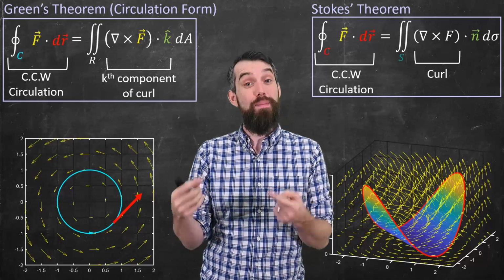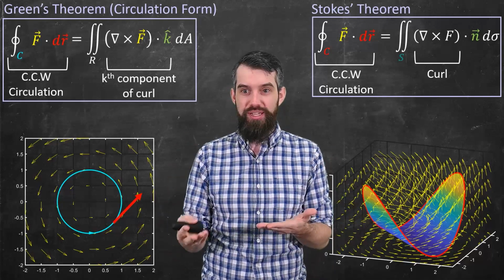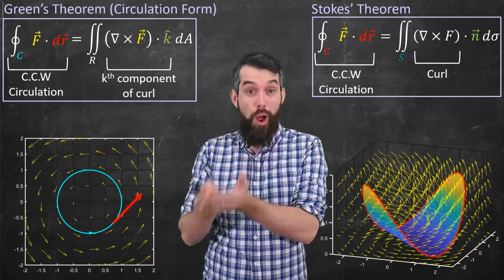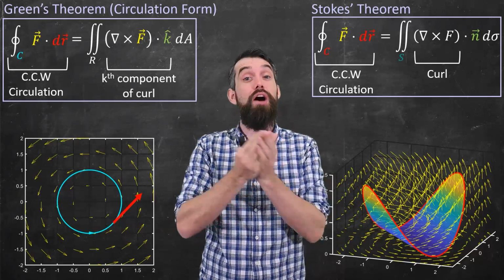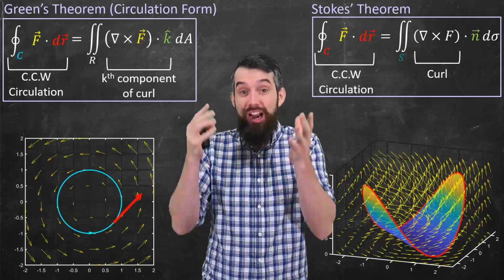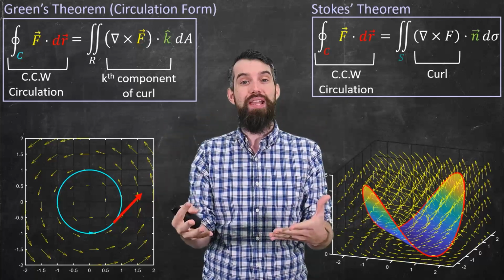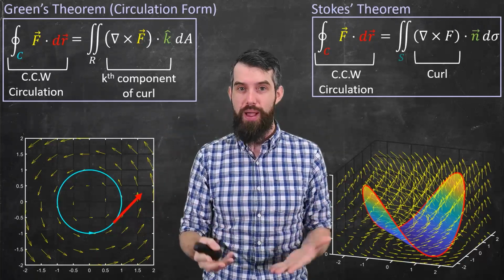So again, the big thematic takeaway here is we have another one of these local properties expressed as a differential operator. It's the curl of our vector field. And then adding up the appropriate proportion of that curl, of that differential operator, over the entire domain gives us this property along the boundary.